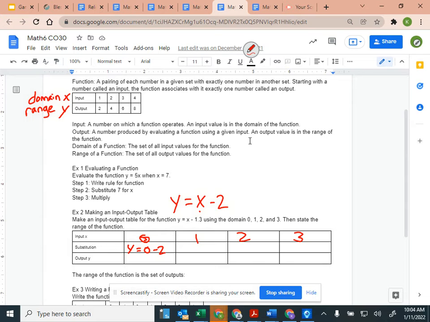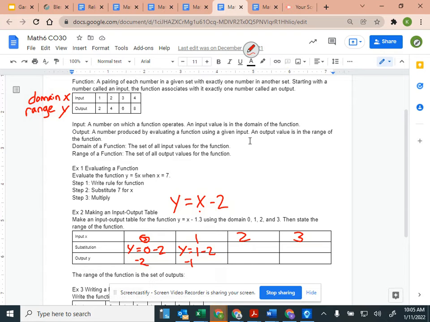What is y? What is 0 minus 2? Bria? Negative 2. Because if we're at 0 and we take away 2, we go to the left on that number line, we get to negative 2. So let's look at 1. We're going to substitute that 1 in for x. So y equals 1 minus 2. What is 1 minus 2? Peyton? -1. So my y is -1.